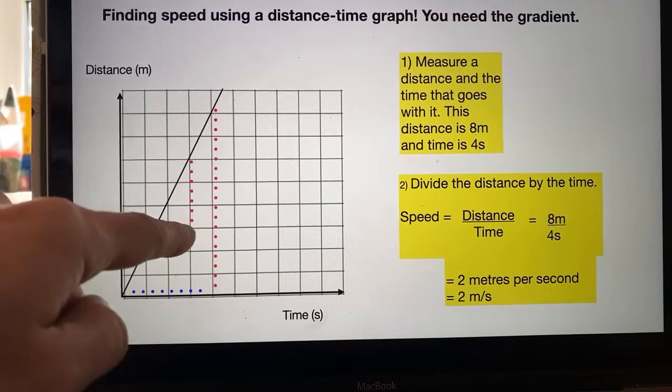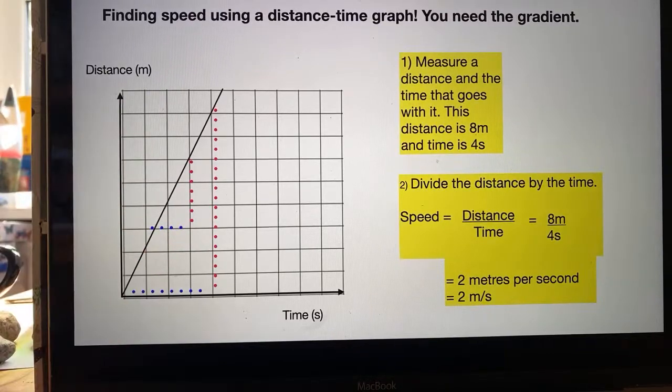1, 2, 3, and then go across, and it's supposed to be 2, but it's not. So it's not... Oh no, that's right, isn't it? Yeah, that's pretty much right.